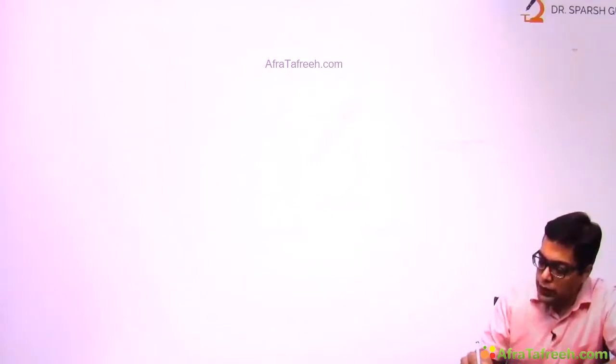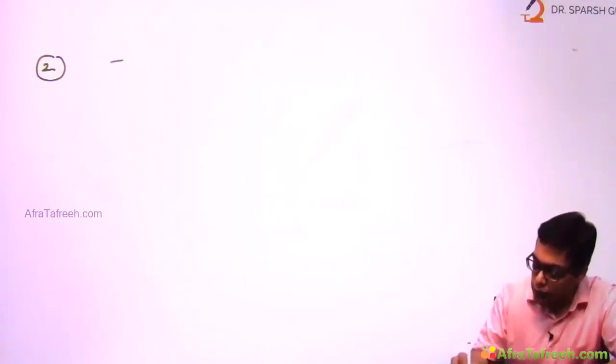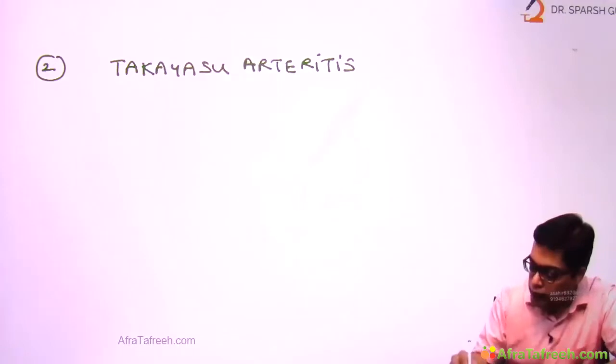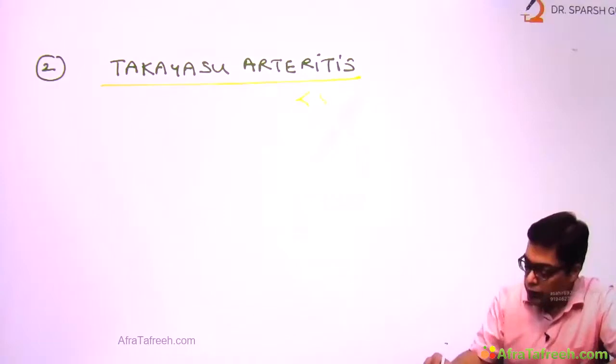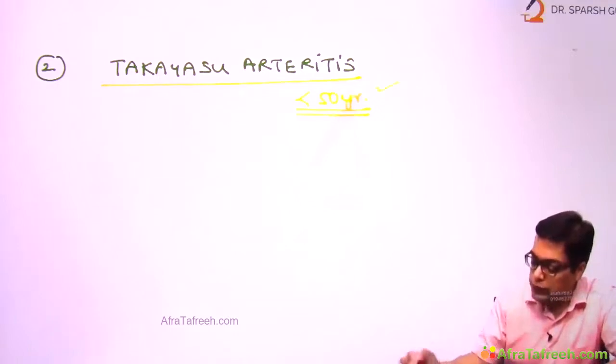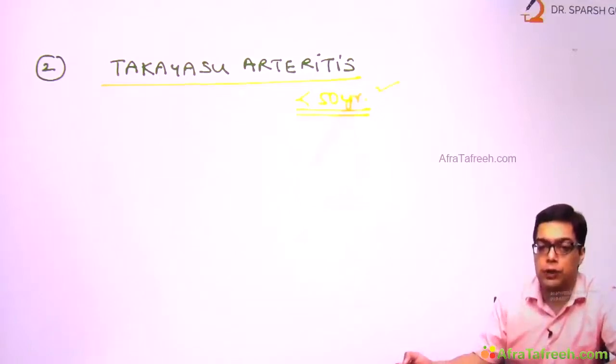Talking about the second important example of a large vessel vasculitis about which we need to have an idea is a condition that is given the name of Takayasu arteritis. Takayasu arteritis is an example of a large vessel vasculitis, but this is a condition that is seen in case of younger patients. So the usual age of the patients is going to be less than 50 years of age.